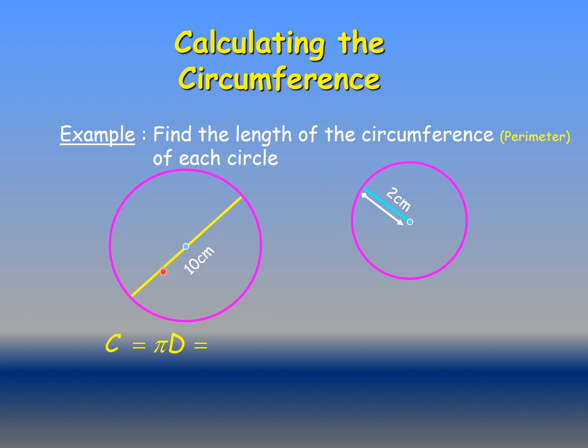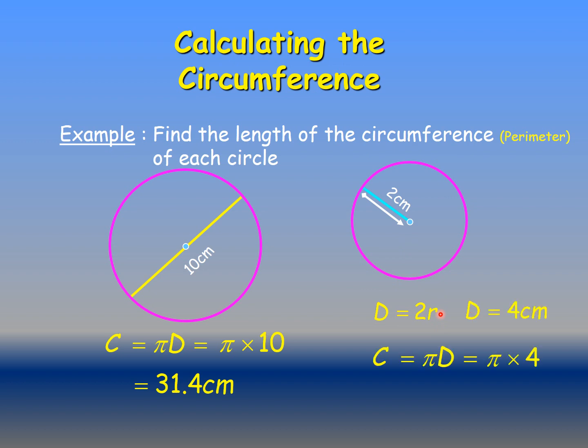Here the diameter is already provided as 10 centimeters. We know the formula C equals pi times D. Pi times 10, so 3.14 times 10 will be 31.4 centimeters. And here D equals 2 times r. First we convert this to the diameter, so it will be 4 centimeters, and C equals pi times 4, so 12.56 centimeters will be the circumference of the second circle.